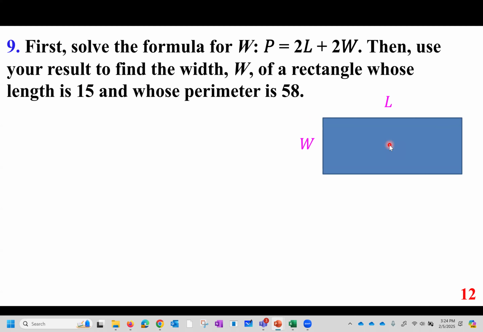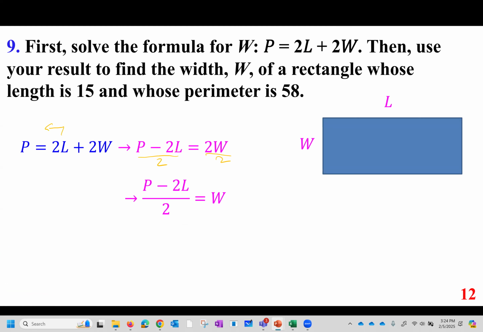So since we are solving for W, we write this and we move the 2L to the left. That means we subtract it. The next thing is to divide both sides by 2. And this is the width.